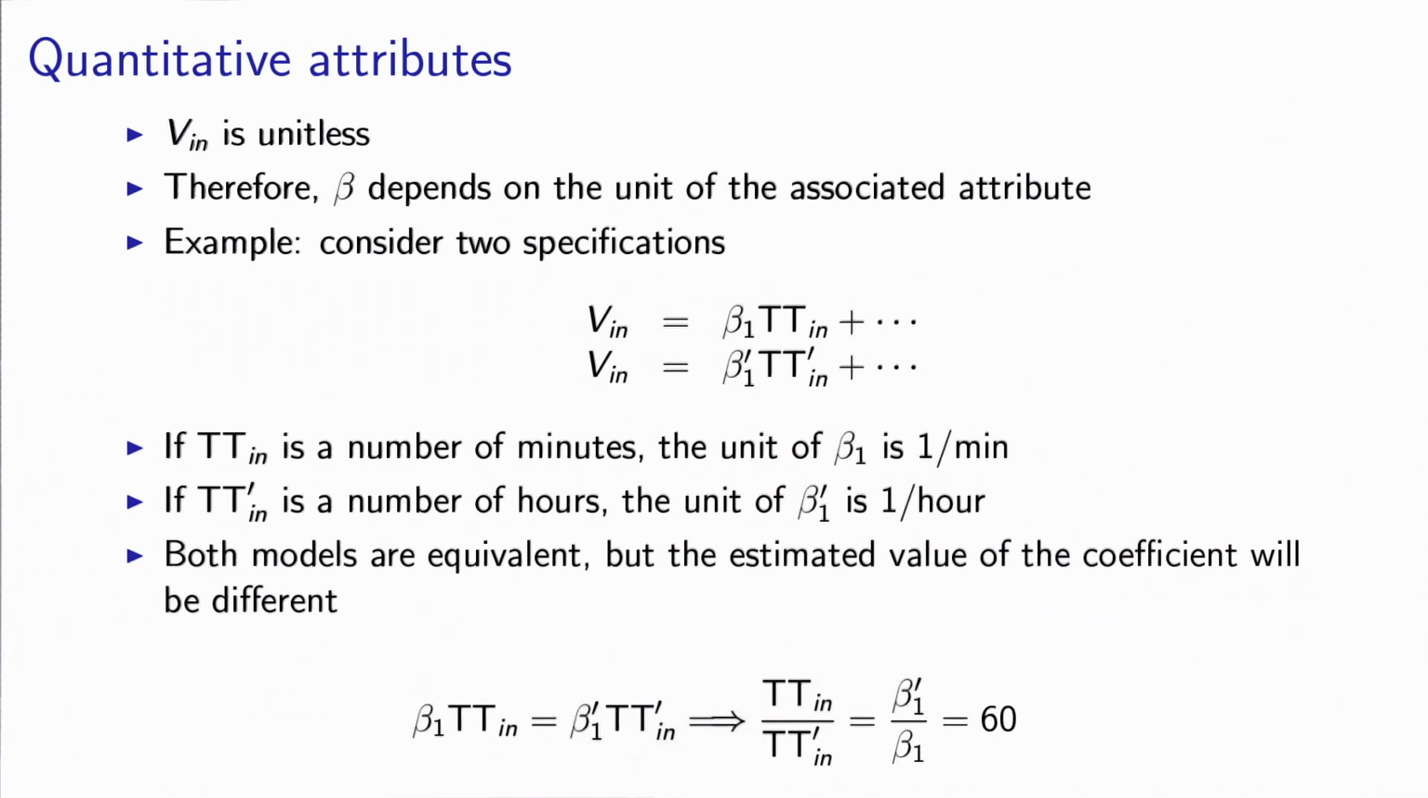Both models are completely equivalent. They are exactly the same. It does not matter if you code it in minutes, hours, or what have you. But the estimated value of the coefficient will be different because the units are different. So if you realize that the contribution of travel time to the utility function is the same in the two models, because the ratio of the two travel times is 60 between hours and minutes, the ratio between the two coefficients will also be 60. Okay, so beta 1 prime will be 60 times bigger than beta 1.